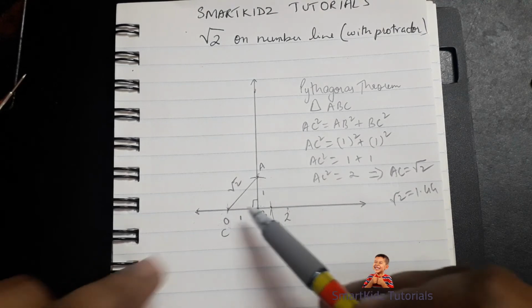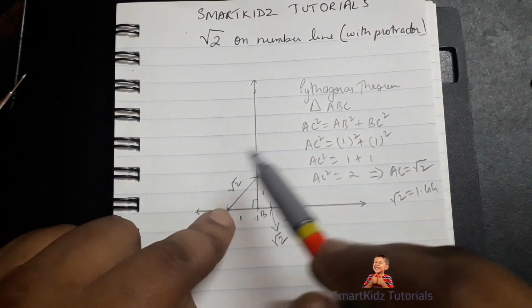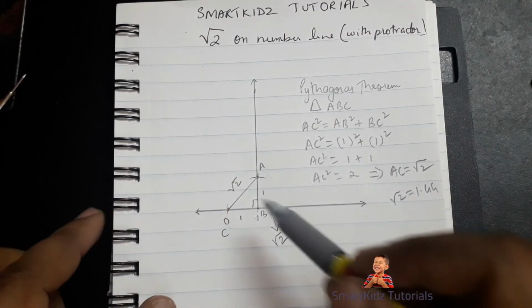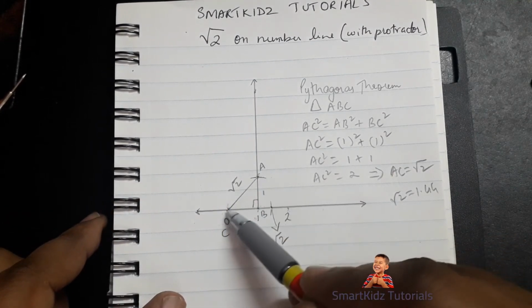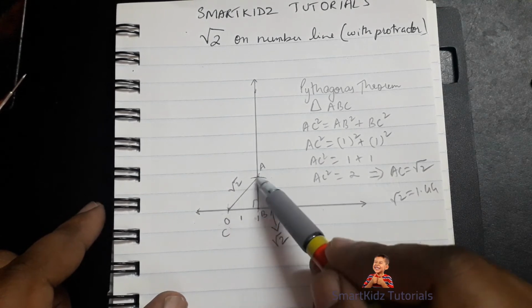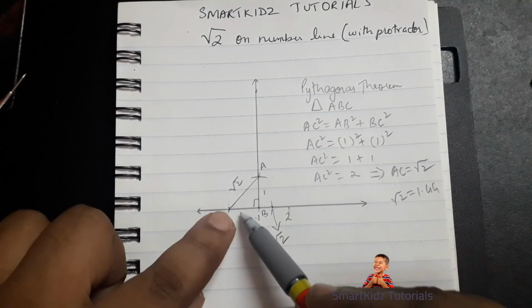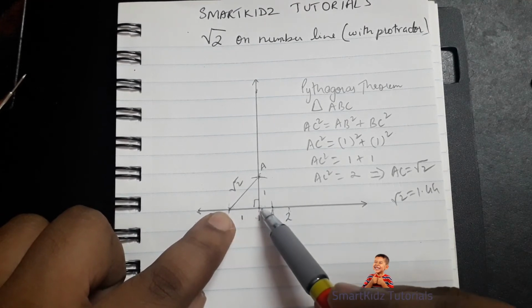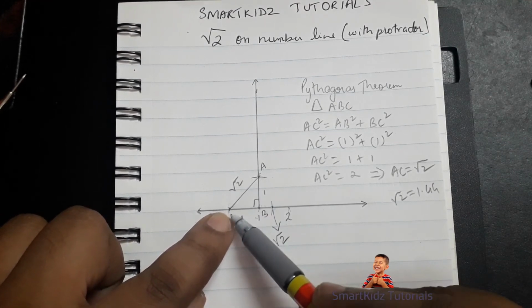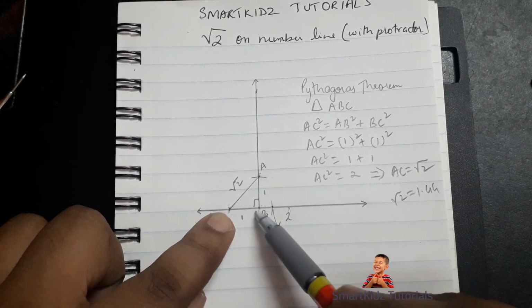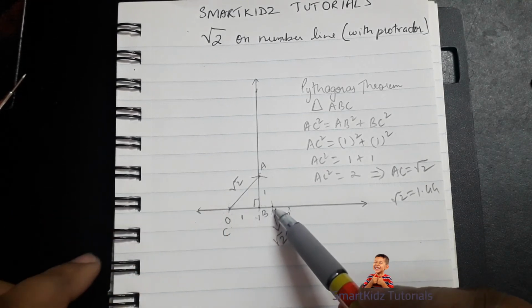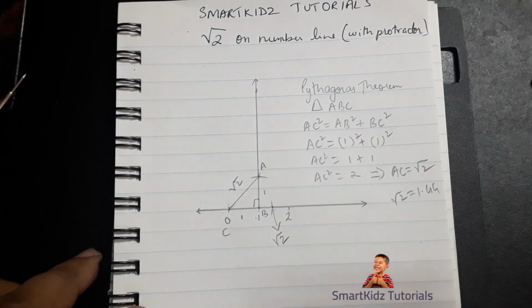Because see, when we draw an arc, we are actually looking to draw a circle. Okay, we are looking to draw a circle, and this becomes the radius of that circle, and this part also becomes the radius of the circle. So radii of a circle are always equal, so this measurement root 2 should also be equal to this measurement of root 2, and that's how we can locate root 2 on the number line.